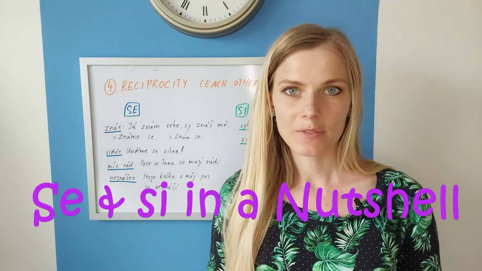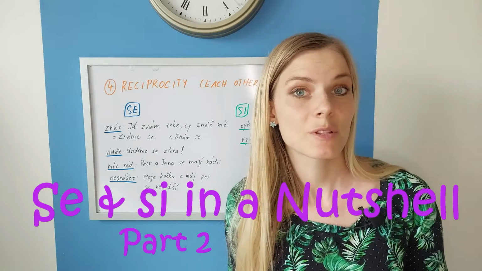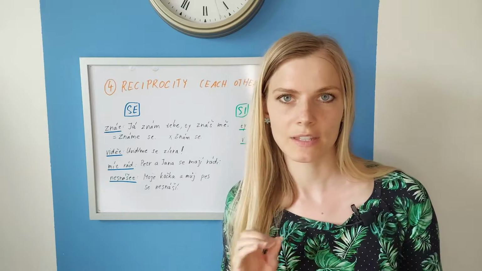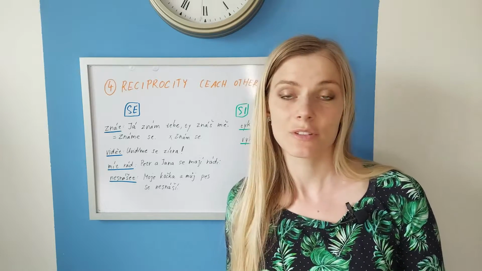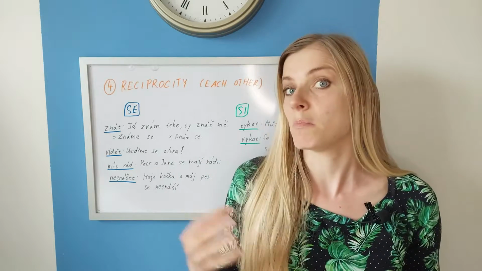This is the second part of the video about verbs with se and si. In the first part, we looked at the first three categories. The first category was the obligatory se and si, verbs that do not exist without se or si, such as ptát se or pamatovat si.